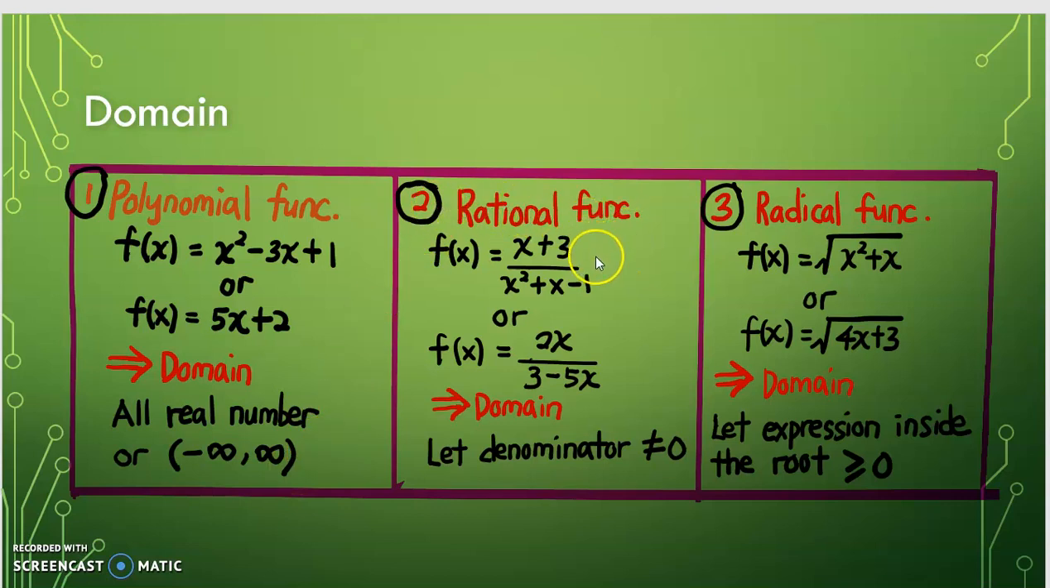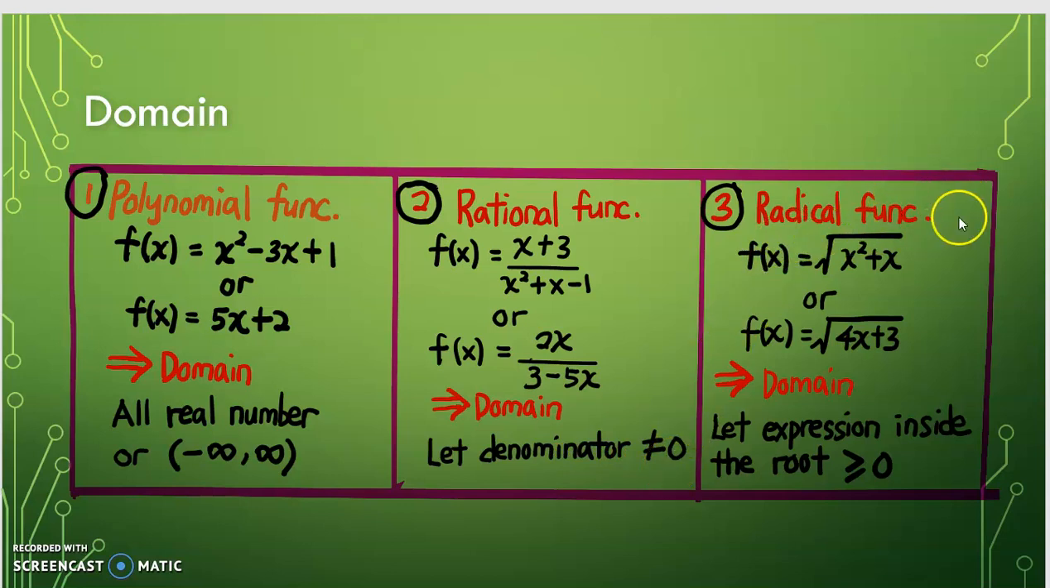So you can see that the given function is a fraction. So this one is known as rational function. If we want to find the domain for rational function, what we have to do is we let the denominator not equal to zero.